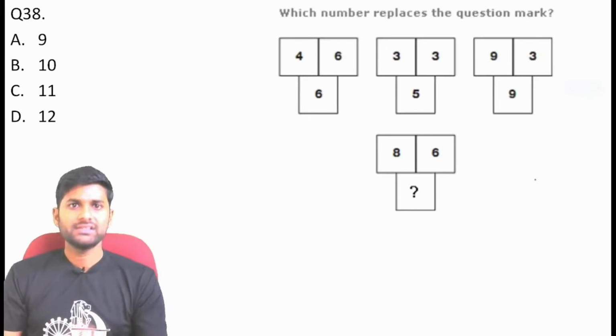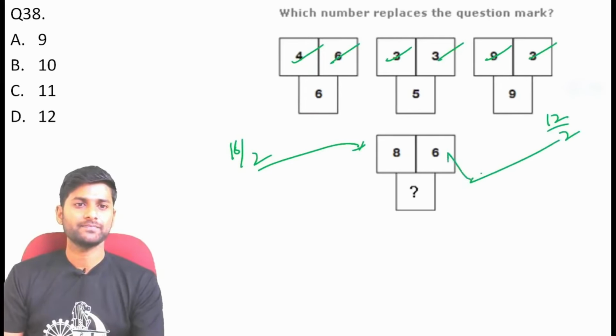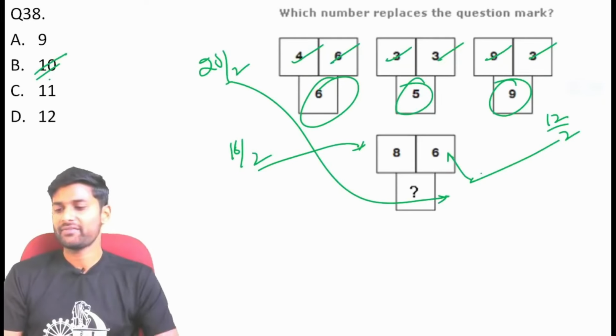Next one. See guys, 4 plus 3 is 7, 7 plus 9 is equal to 16, 16 by 2 is equal to 8. Again 6 plus 3 is 9, 9 plus 3 is equal to 12, 12 by 2 is equal to 6. So the final answer: 6 plus 9 is 15, 15 plus 5 is equal to 20, 20 by 2, the resultant becomes 10. So 10 is the perfect answer, guys.